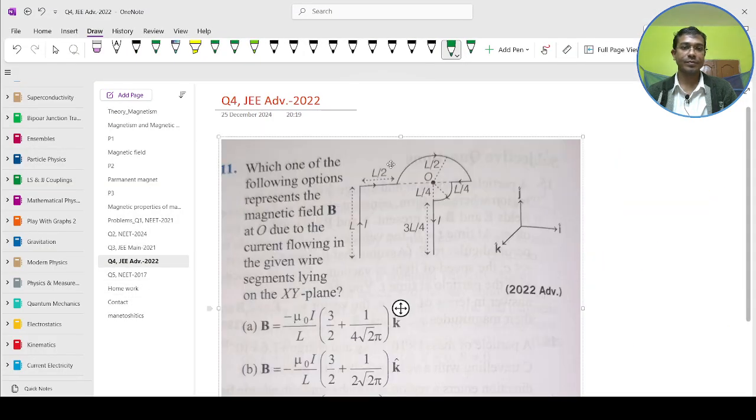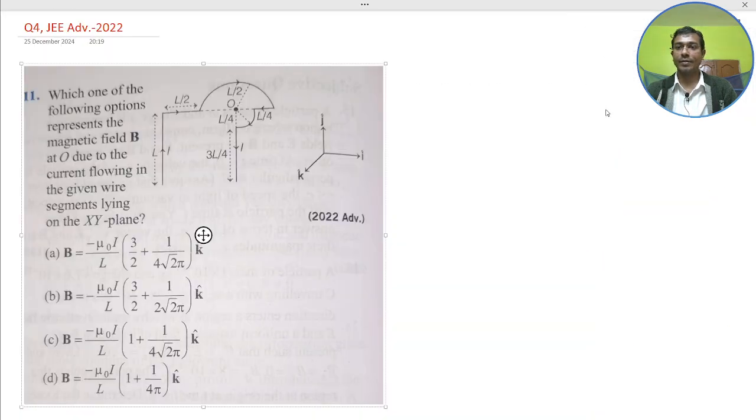Next, JEE Advanced 2022. Which one of the following represents the magnetic field of this figure in the XY plane? Just straight wire, half semicircle, another half semicircle, and this straight wire. Suppose I give 1, here this is 3, and this is the quarter. For this, I just give 2. Quarter means 1/4.